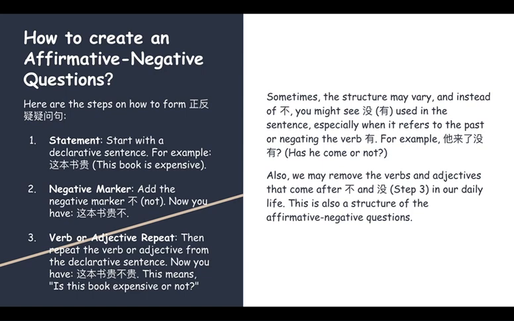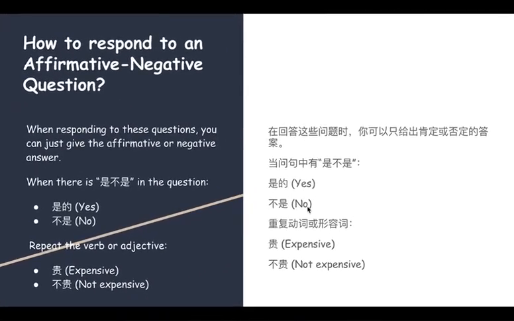Now that we understand the basic structure, let's move on to how to respond to affirmative negative questions. When responding to these questions, you can just give the affirmative or negative answer. When there is 是不是 in the question, you can answer yes or no. Or you can repeat the verb or adjective. 贵, expensive. 不贵, not expensive.